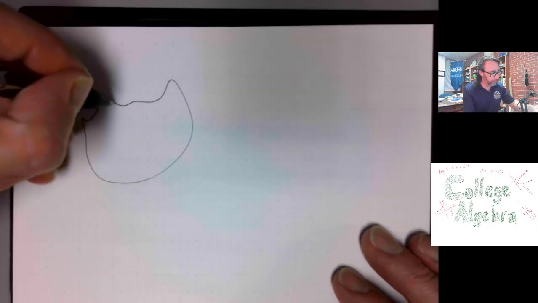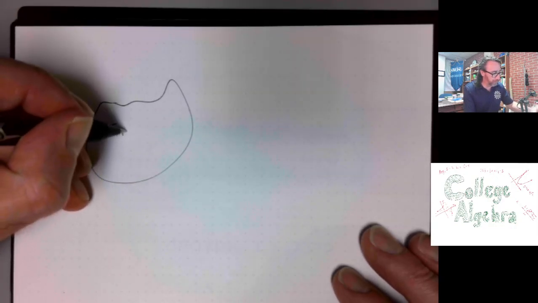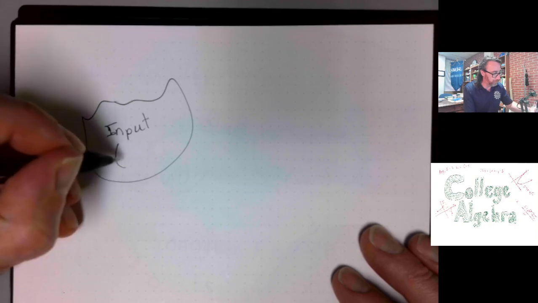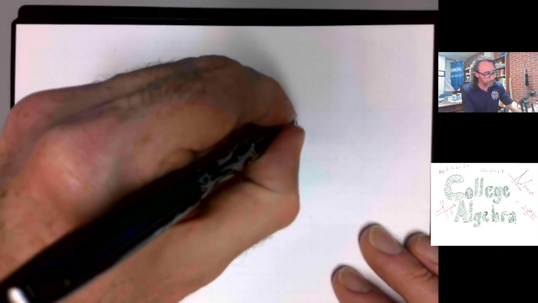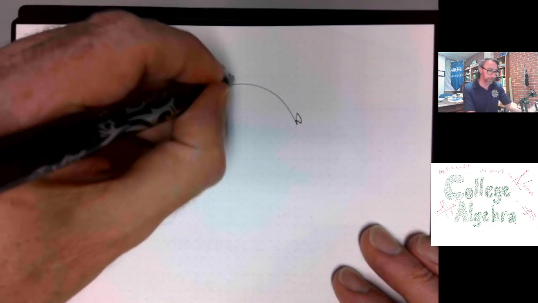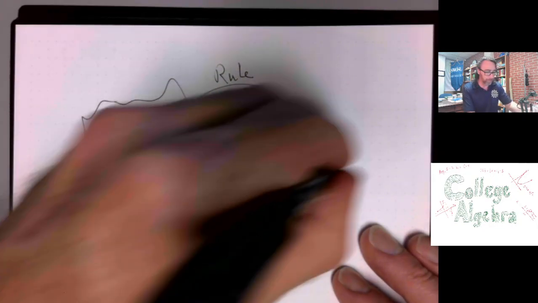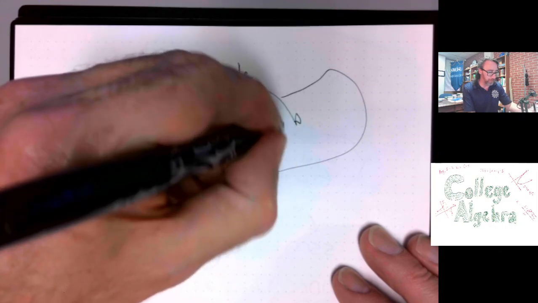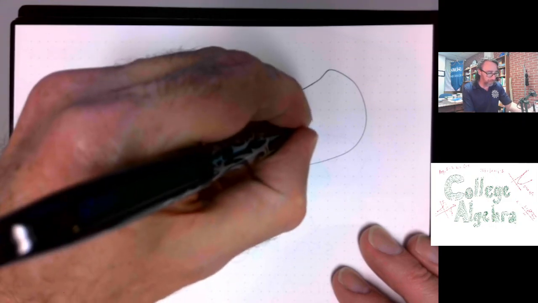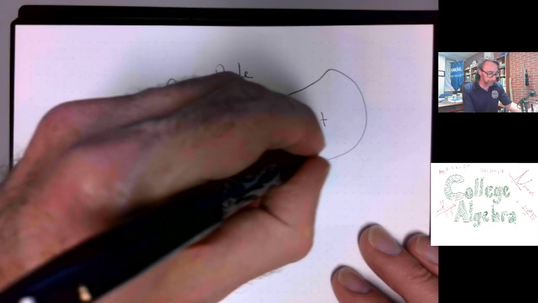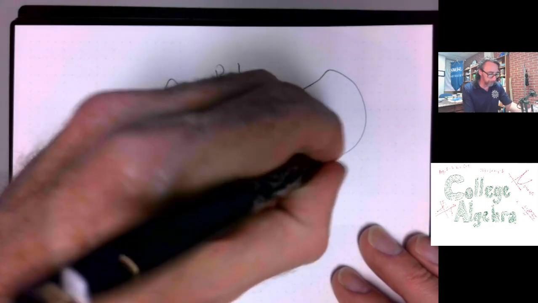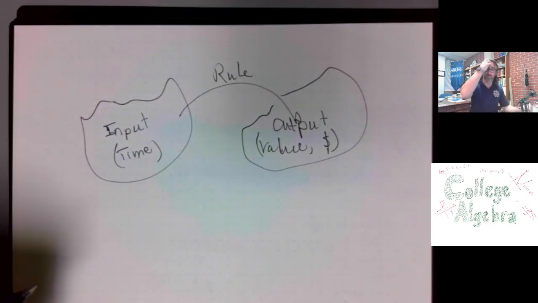So, once again, we're looking to make a rule here. The input is going to be time. How many years have you had this house? And the output is going to be the value of the house in dollars.